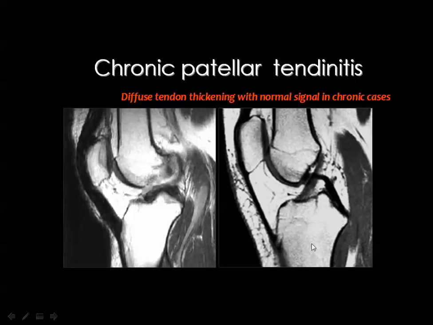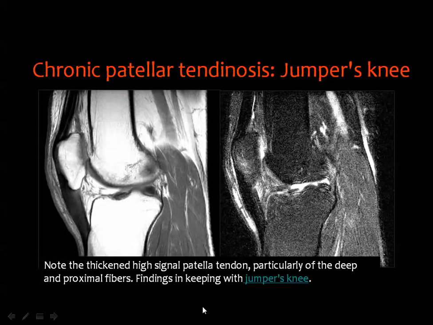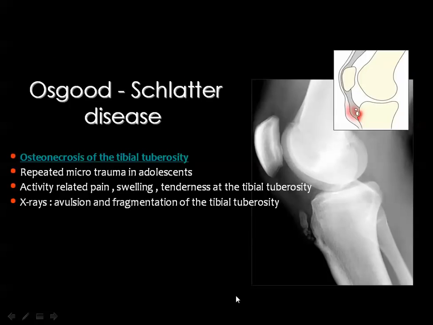There is no abnormal signal within the thickened infrapatellar tendon in chronic cases. This is also an example. You see the infrapatellar tendon is diffusely thickened and swollen, but in the T1 weighted image it shows some intermediate signal intensity, but here you can see the dark signal of the tendon itself.